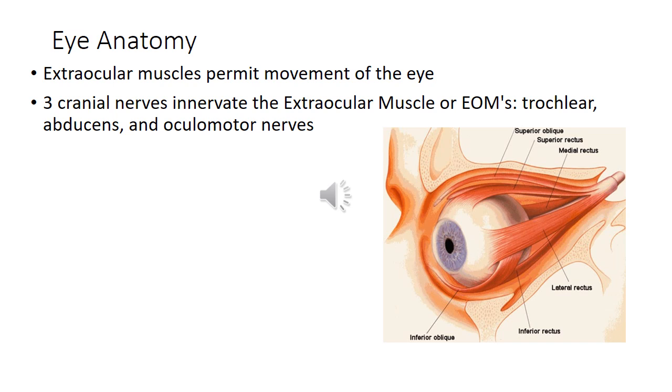The eye contains muscles known as the extraocular muscles, and these permit the eyes to move. There are also three cranial nerves that control the extraocular muscles, or the EOM, and these consist of the trochlear, the abducens, and the oculomotor nerves.